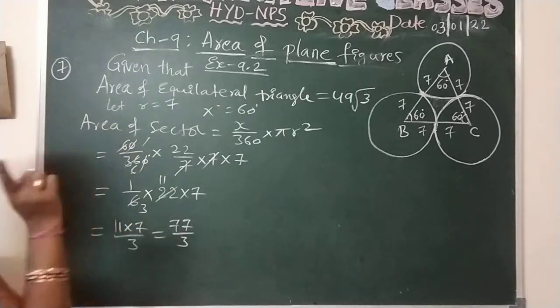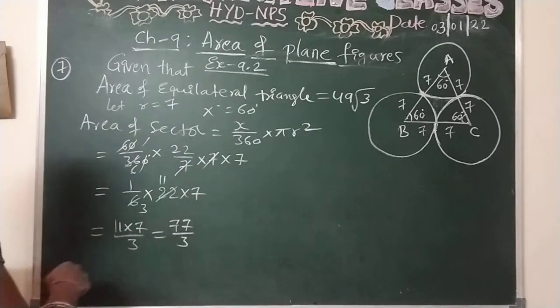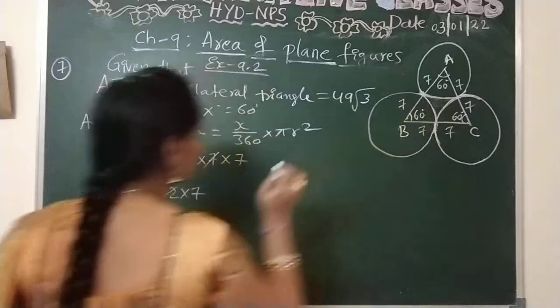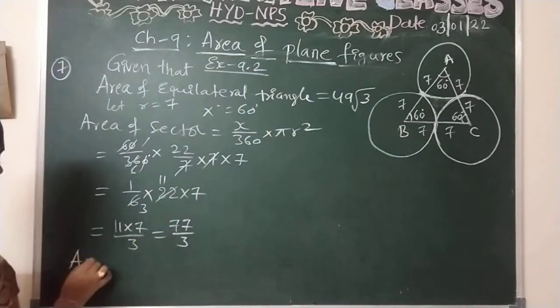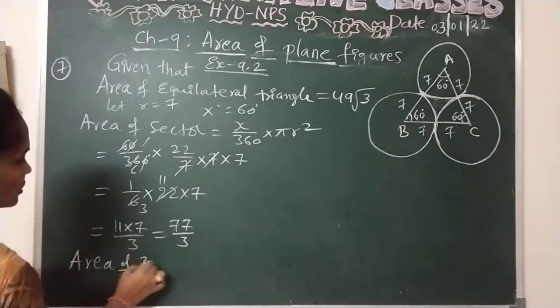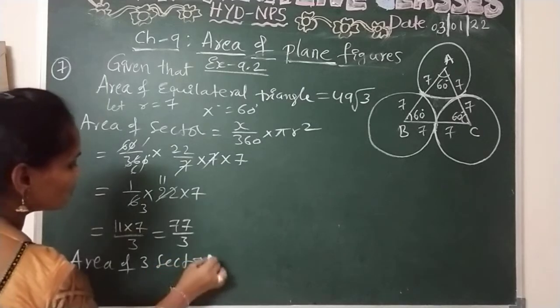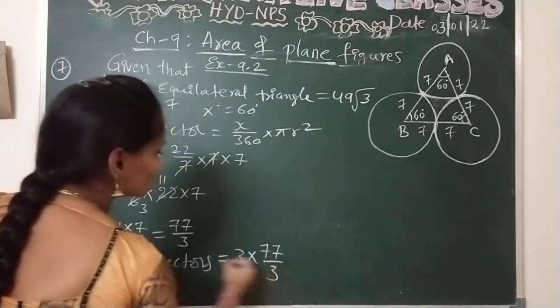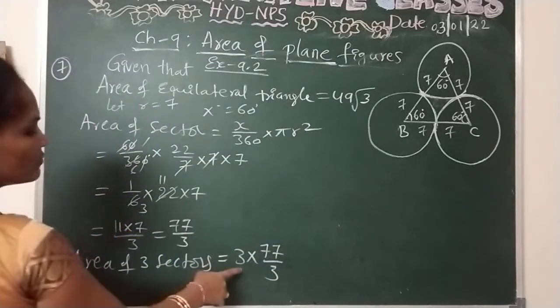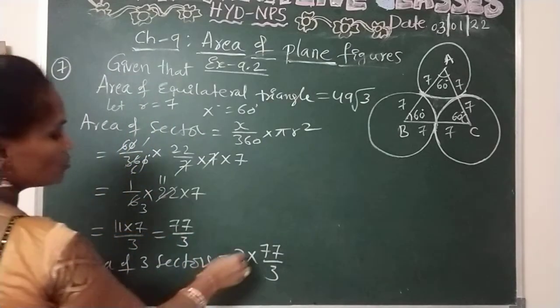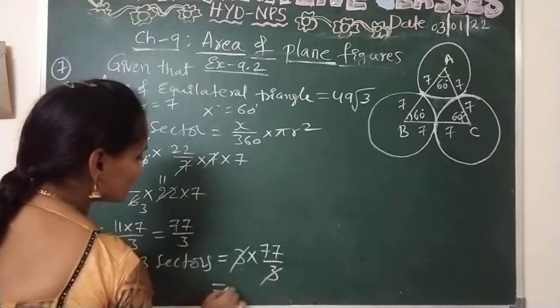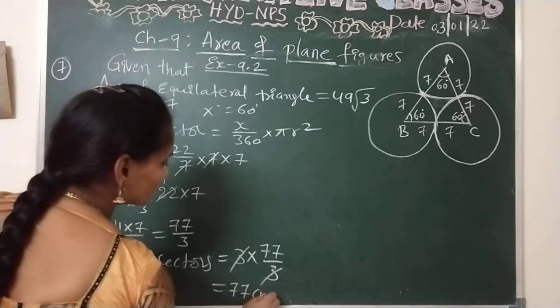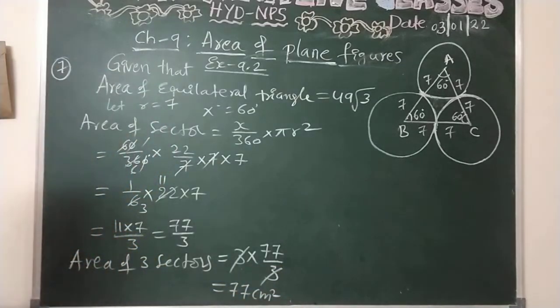This is the area of one sector only. But we want the area of 3 sectors. So next, area of 3 sectors is 3 into 77 by 3. You should multiply this area with 3. Now the 3 will get cancelled. Remaining is 77 centimeter square. Area of 3 sectors is 77 centimeter square.